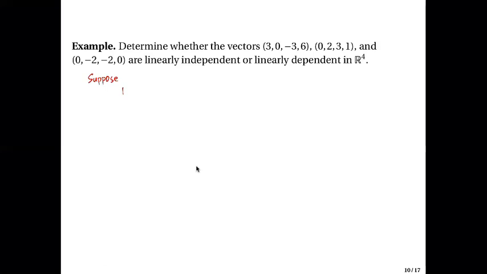K1 times the vector (3, 0, -3, 6) plus K2 times (0, 2, 3, 1) plus K3 times (0, -2, -2, 0) equals the 0 vector (0, 0, 0, 0).